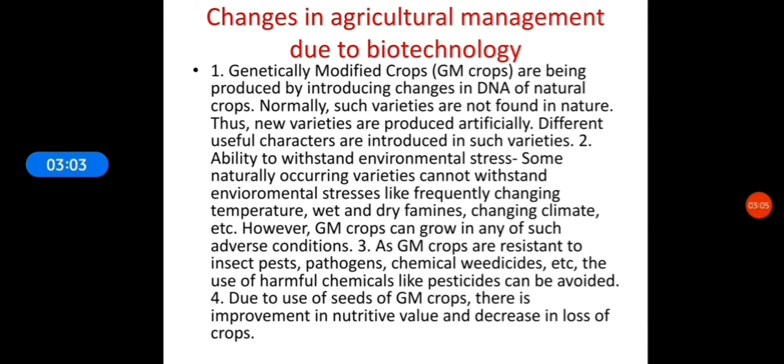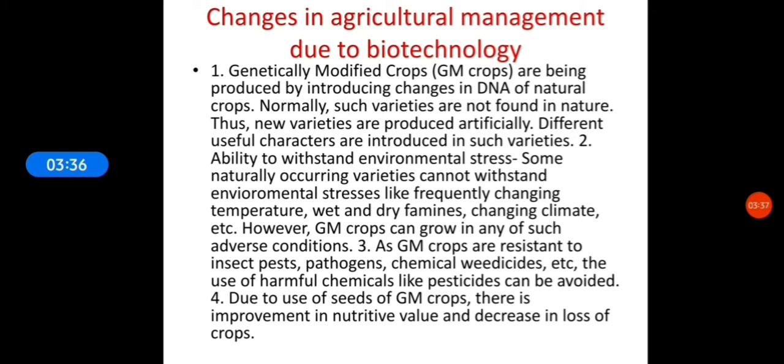Now we move forward with the topic changes in agricultural management due to biotechnology. Genetically modified crops, which are also called GM crops, are being produced by introducing changes in the DNA of natural crops. Normally, such varieties are not found in nature, thus, new varieties are produced artificially. Different useful characters are introduced in such varieties.